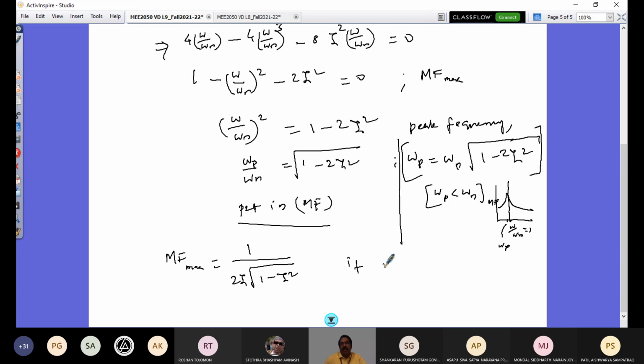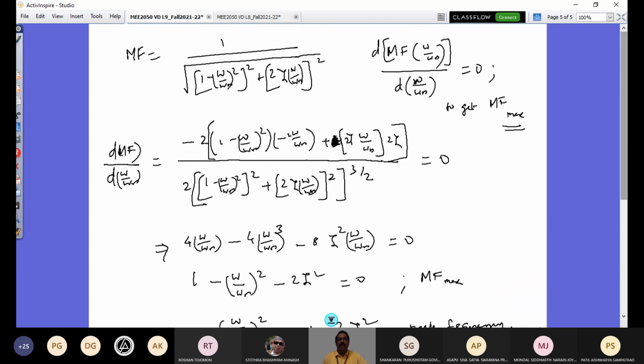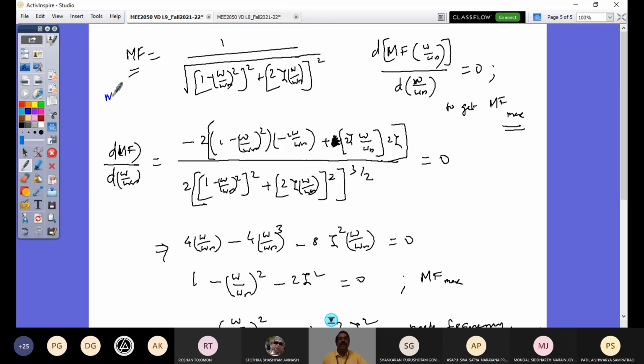And if the excitation frequency is omega equal to omega p, that is what this gives. But when omega is equal to omega n, R is equal to 1, what is my MF I'll get? That's not the maximum, that's equal to 1 by 2 zeta, right? How do you say that when R is equal to 1? You can substitute in this function R is equal to 1. This term is going to be 0, and this is 1. So 1 by 2 zeta, right?